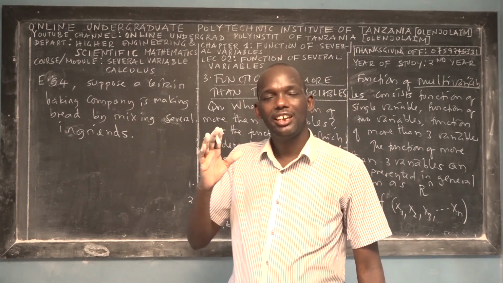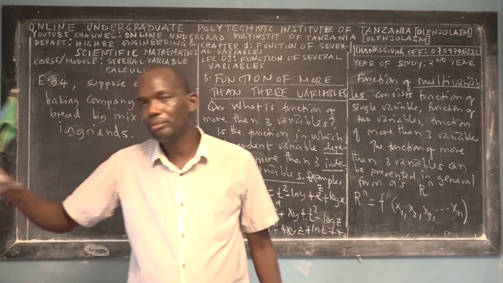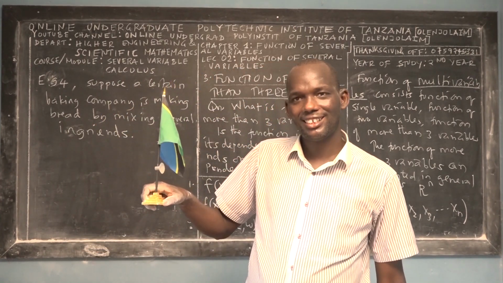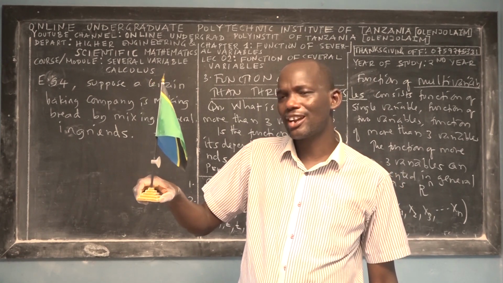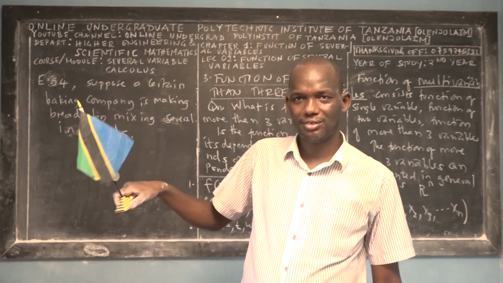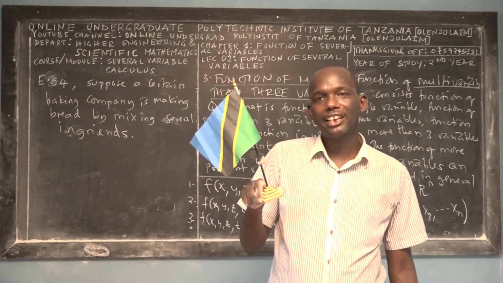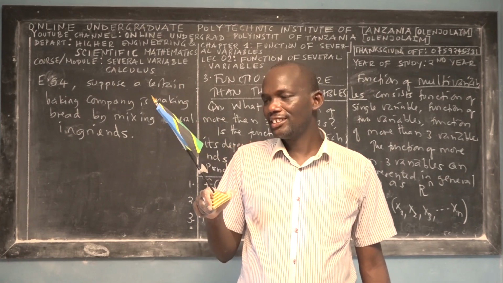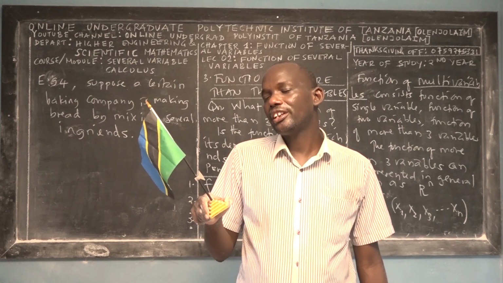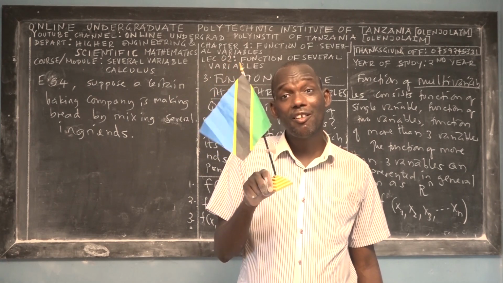For example, let us take the national flag of Tanzania. You can describe it in terms of color. How many colors does this flag contain? Four colors: green, yellow, black, and blue, right? So the flag is the dependent variable, and these four colors are independent variables. So it means the flag of the United Republic of Tanzania depends on four variables.